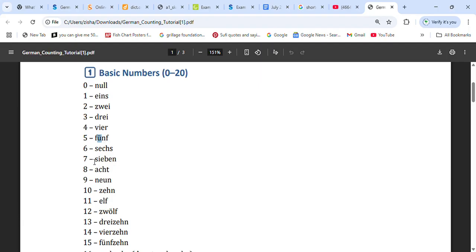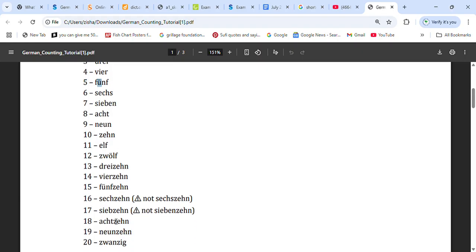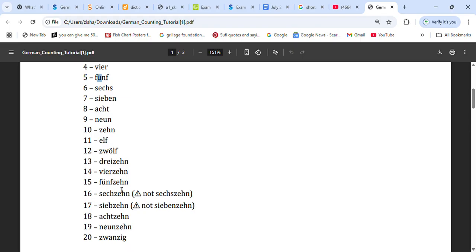6, sechs; 7, sieben; 8, acht; 9, neun; 10, zehn; 11, elf; 12, zwölf; 13, dreizehn; 14, vierzehn; 15, fünfzehn. Okay, till 15, just understand.